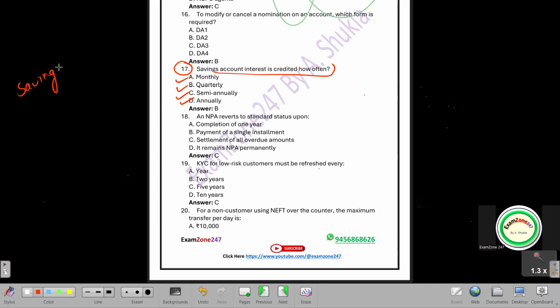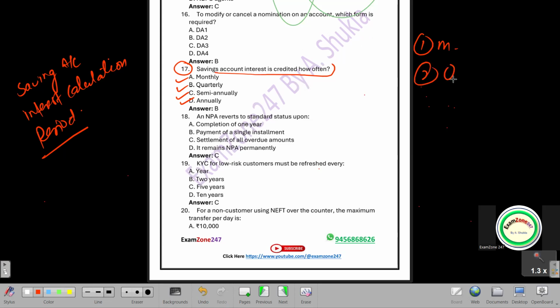Saving account interest calculation period. How? Monthly, quarterly, semi-annually, annually, none of these.